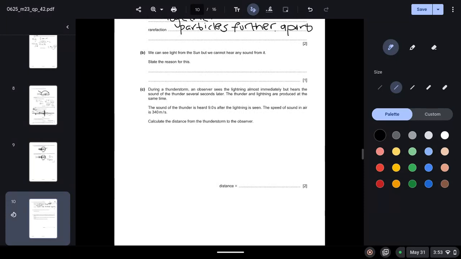B. We can see the light from the sun, but we cannot hear any sound from it. State the reason for this. So we know that light does not need any medium to transfer. It can travel in vacuum as well, whereas sound needs a medium. So we can write that sound needs a medium to travel.